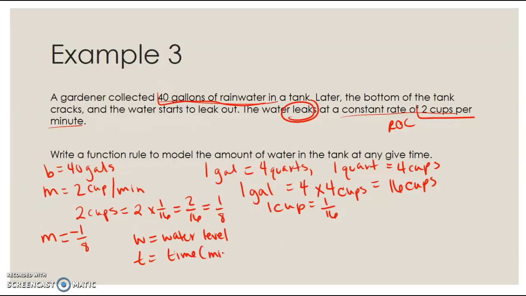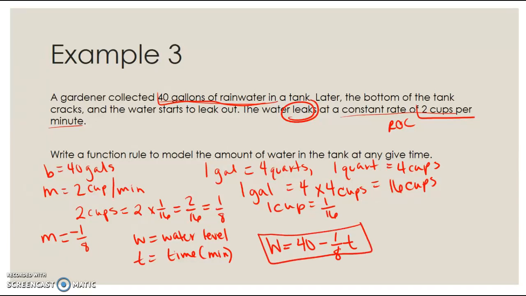in minutes, of course. And so now I'm just going to write water level will equal the fact that we start out with an initial value of 40, right? And we're going to take away 1/8 of a gallon every minute. And that becomes our answer.